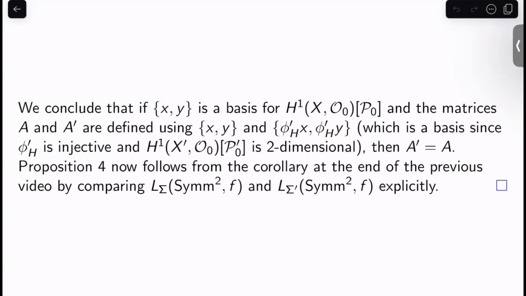Well, perfect, because now proposition 4 just follows immediately by the corollary from the previous video. Because if A prime is A, then everything in the expression for the generator of eta sub sigma is the same as everything in the expression for the generator of eta sub sigma prime, except for one thing that might be different: the L sigma sim squared pieces. Okay, but you can just write down the definitions of these explicitly and see how they compare to each other.